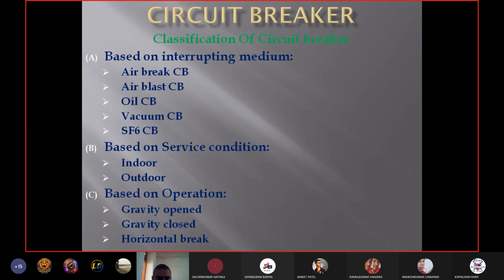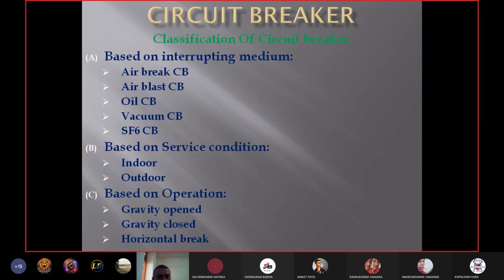Next is the vacuum circuit breaker. In this, vacuum is used to quench the arc. So whatever arc is generated in the circuit breaker is quenched by the vacuum. That's why the name given is the vacuum circuit breaker.